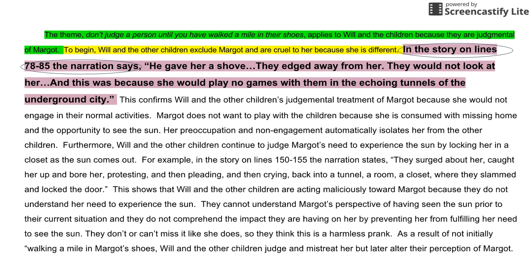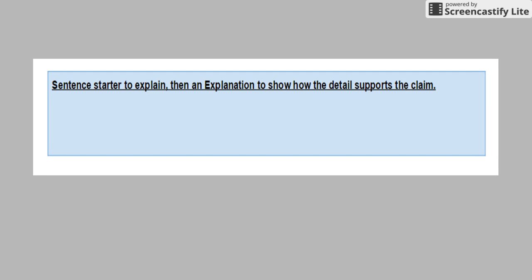Once you are done with providing your text evidence, you're going to want to explain now how your detail supports the claim. You're going to start off with this shows, this highlights, this confirms. The big thing here is when you're explaining, you have to go beyond just explaining what the text is. We don't want you to just say, in the text it states, Will was mean to Margot. This proves that he didn't like her. That's not enough. Your explanations need to be multiple sentences.